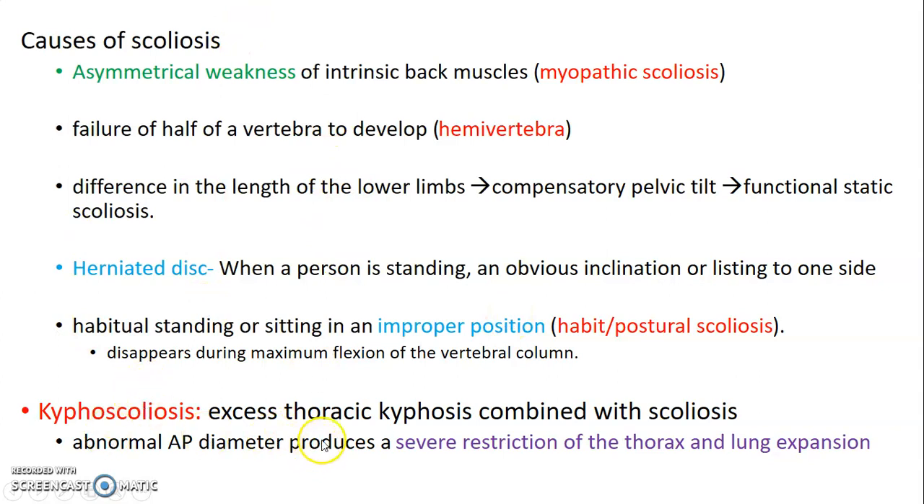So you can have kyphoscoliosis when you have excess thoracic kyphosis combined with scoliosis, and that gives you an abnormal anteroposterior diameter of the thorax, and that affects the expansion of the lungs.